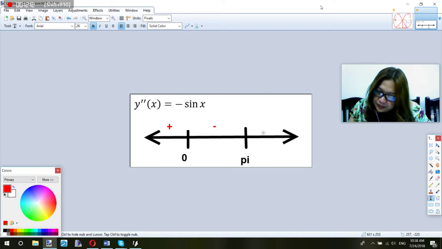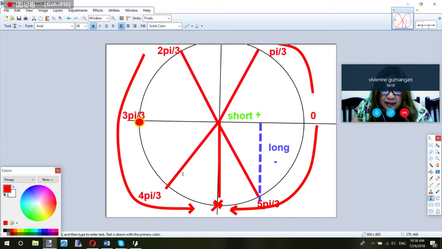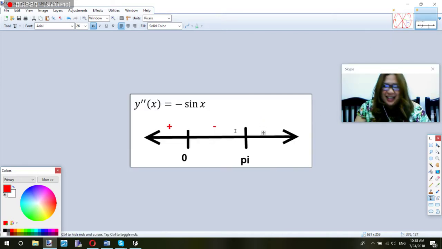I'll flash my chart again. Here's your unit circle. 4 pi thirds is down here. Square root of 3 over 2. Positive or negative? Negative. Okay, so I would get negative root 3 over 2 for the sine part. If I multiply by negative 1, that'll give me a positive. Okay, so I've got this going on for the bounds of my interval.